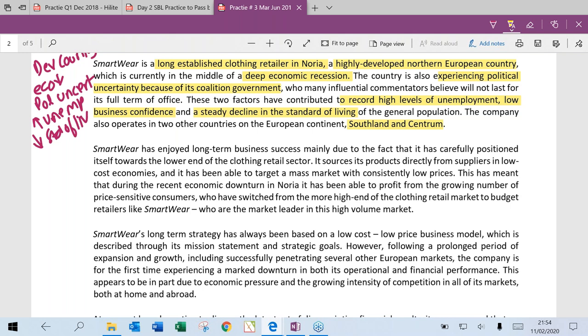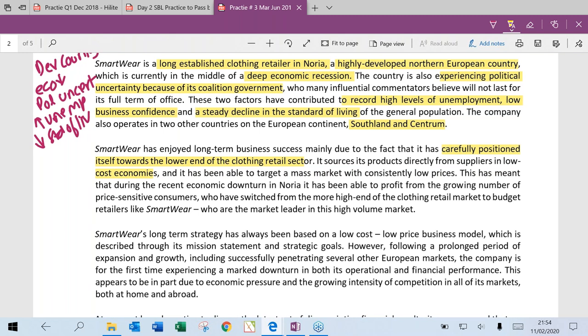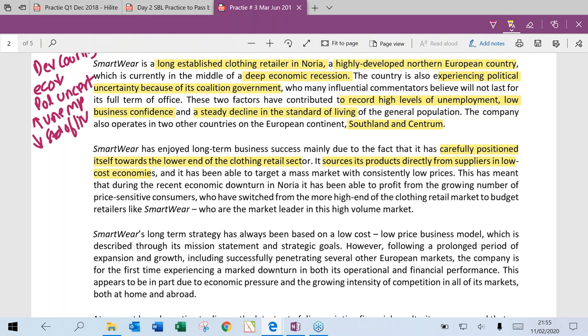Smartware has enjoyed long-term business success, mainly due to the fact that it has carefully positioned itself towards the lower end of clothing retail sector. Okay. It sources its products directly from suppliers in low-cost economies, and it has been able to target a mass market with consistently low prices. This has meant that during the recent economic downturn in Noria, it has been able to profit from the growing number of price-sensitive customers who have switched from more high-end of the clothing retail market to budget retailers like Smartware, who are the market leader in this high-volume market.